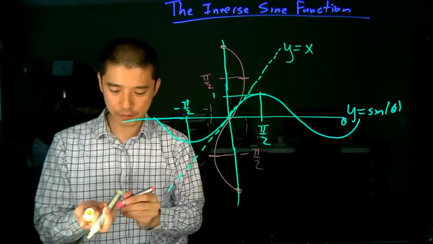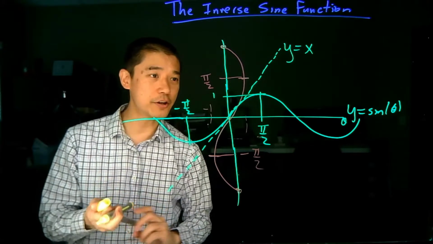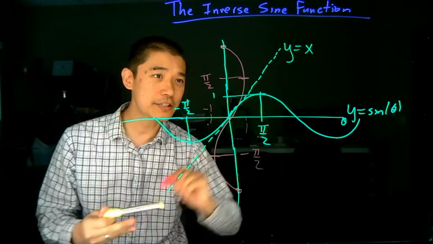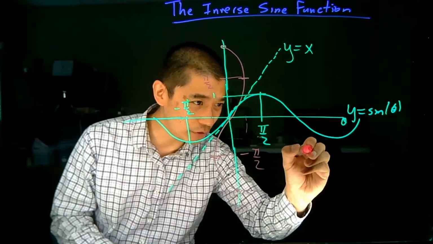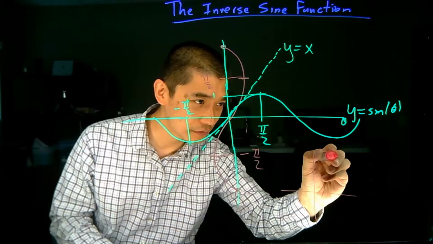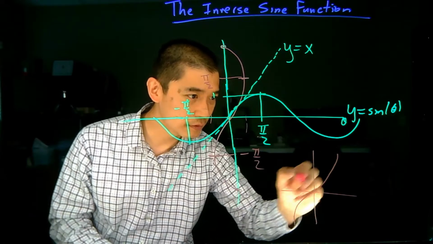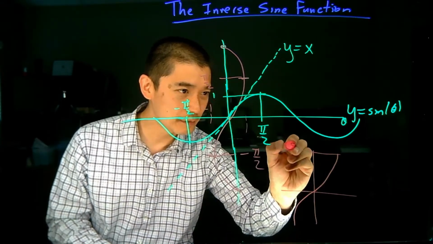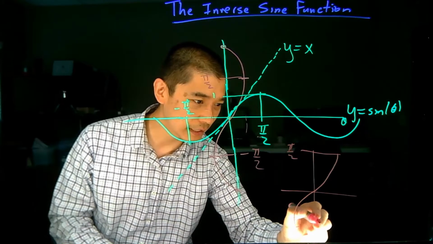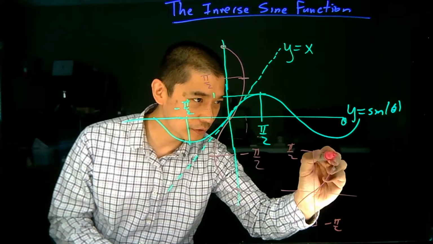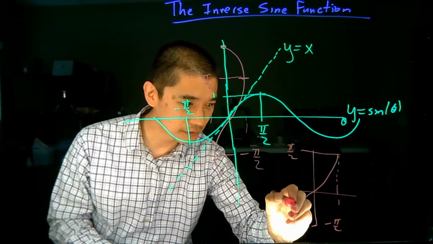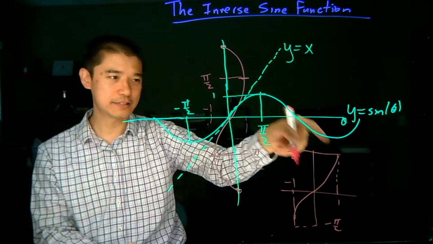And so if we look at the graph of the inverse sine function on its own, what are we going to see? We're just going to see this part right here. So I'll draw it over here on its own. Right, so this is at height π/2, height -π/2, that's 1, and that's -1. And this is the graph of the inverse sine function.